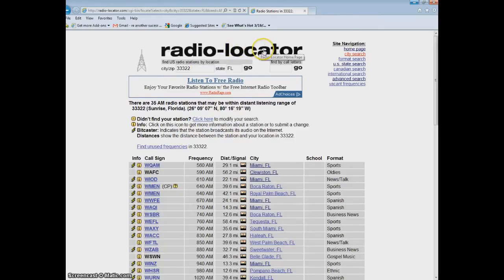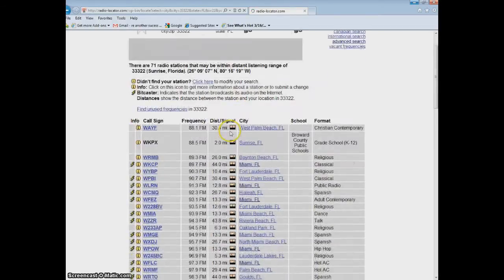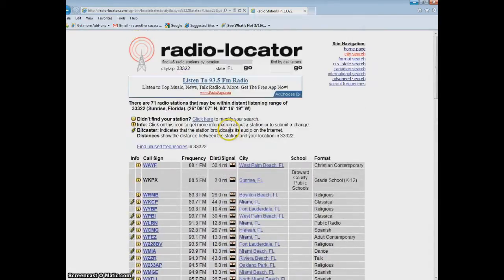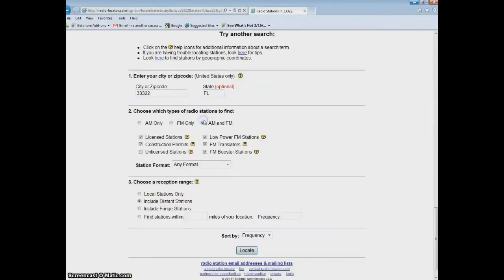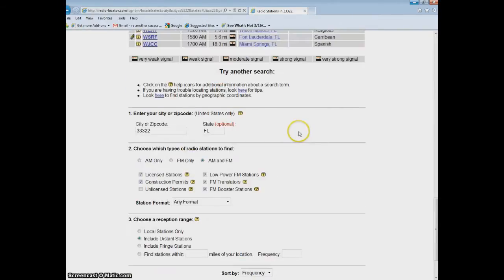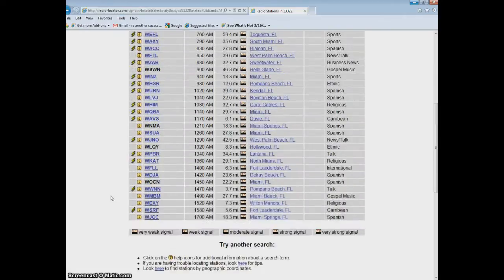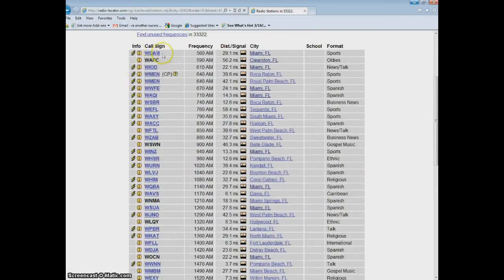Let's go to the site here, radio-locator.com. At the top of the page, you can plug in your zip code, and when you click go, it'll give all of the AM/FM stations that you pick up in your area. But if you modify your search, you can plug in AM only and include distant stations and try it again, and these are all of the AM radio stations you would expect to get at the very most in my location.